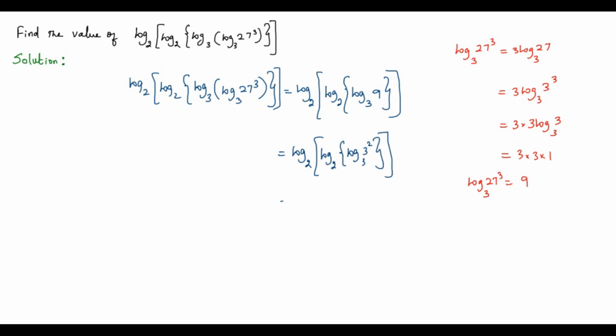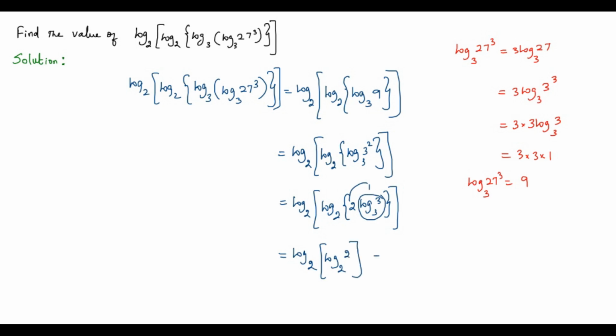Okay, in the next step we get log to the base 2, log to the base 3, 2 log 3 to the base 3. Okay, so log to the base 2, log to the base 3. So the value of this logarithm is 1, 1 times 2 is 2. So we get log 2 to the base 2.